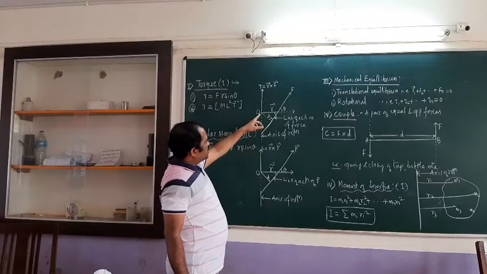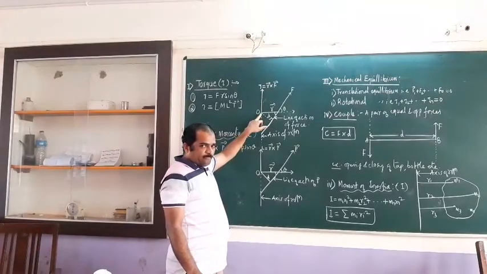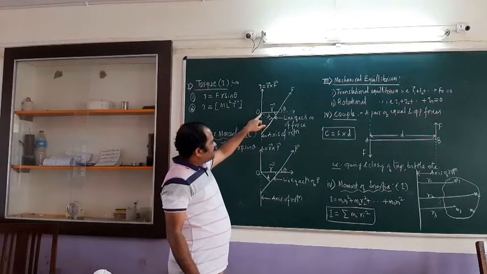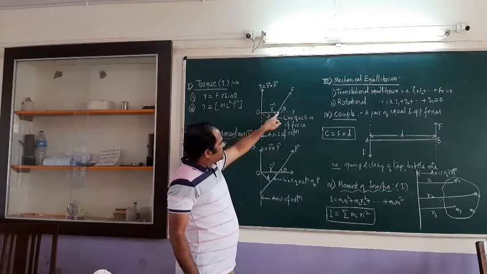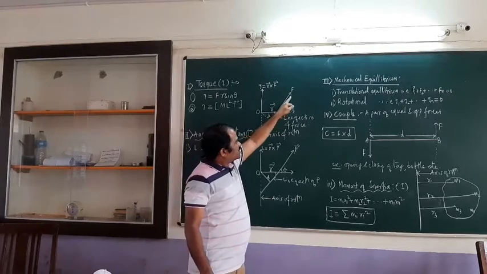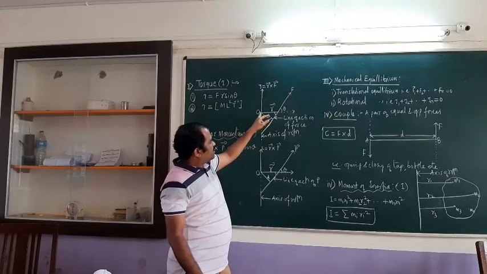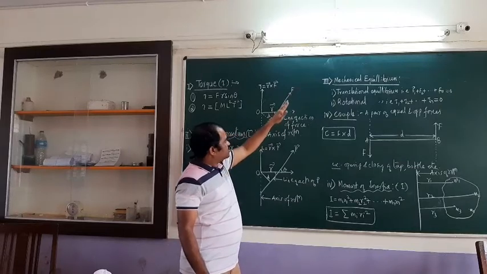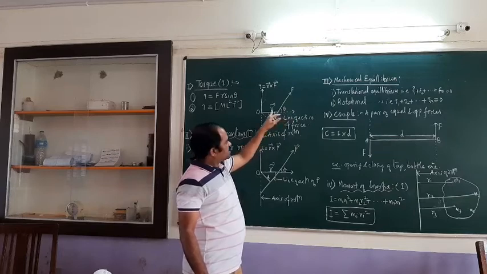Let us consider O, a point in a rigid body. From the fixed point O, let us consider some distance R. There is a force acting along this direction on the body. Let R be the distance from the fixed point of the rigid body, where the line of action of the force is along this direction, and this force makes angle theta with respect to the distance R.